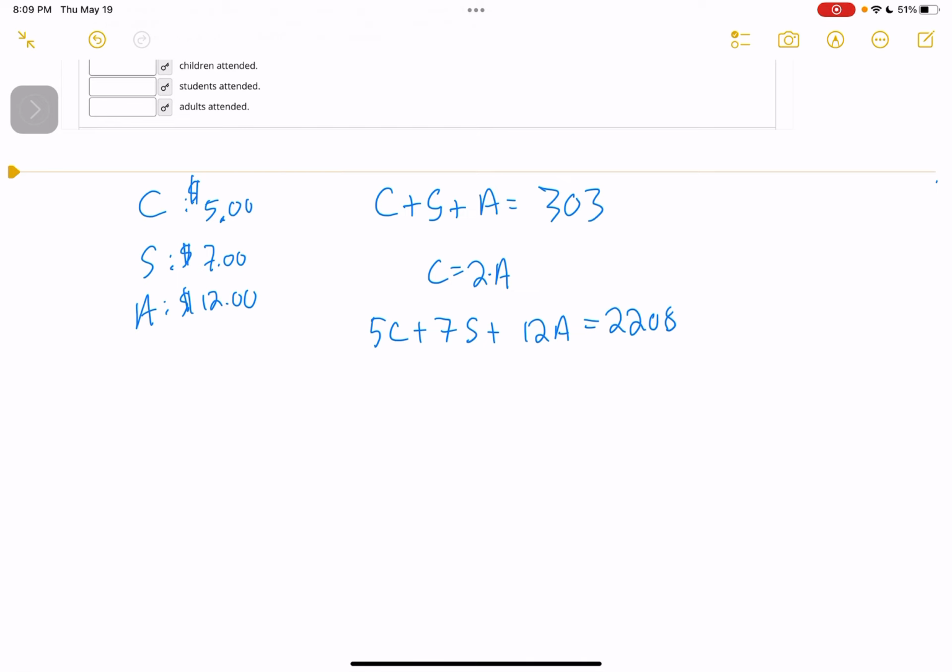So I'll make a substitution. I'm going to put C equals 2A in place of the C. So 2A plus S plus A equals 303, or 3A plus S equals 303.